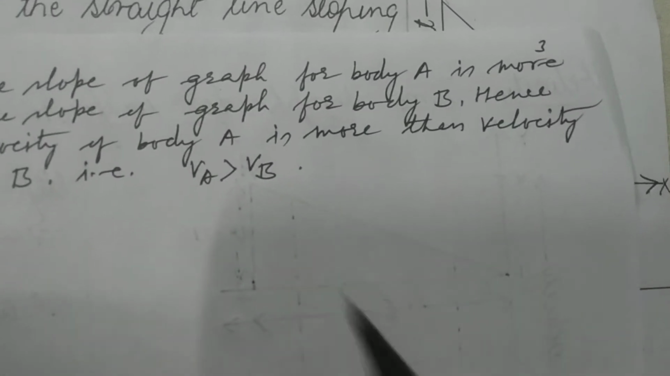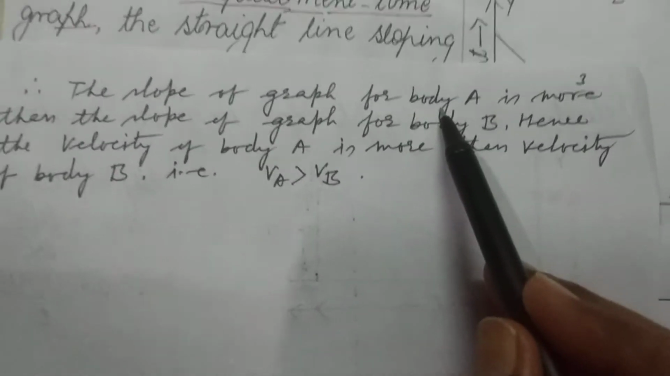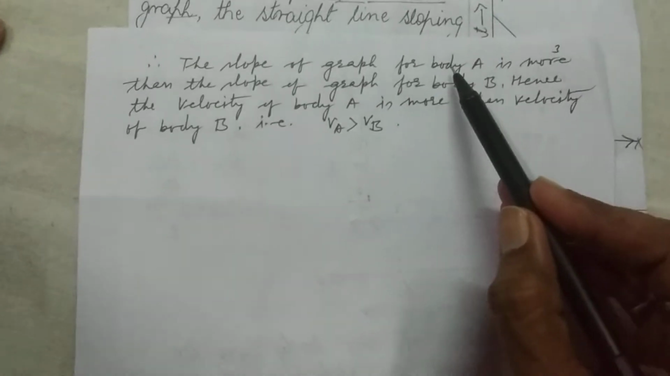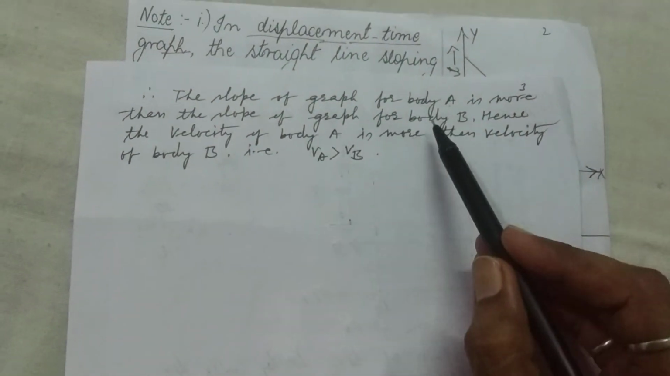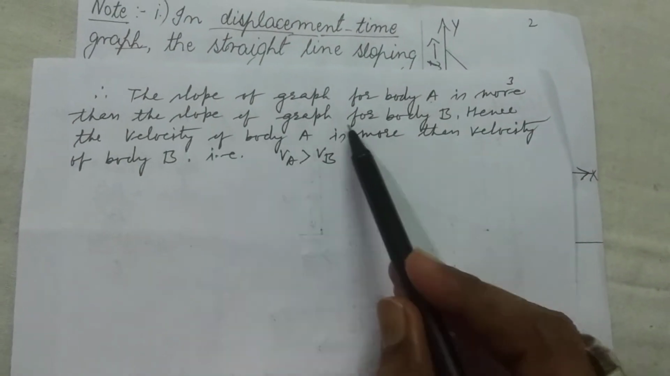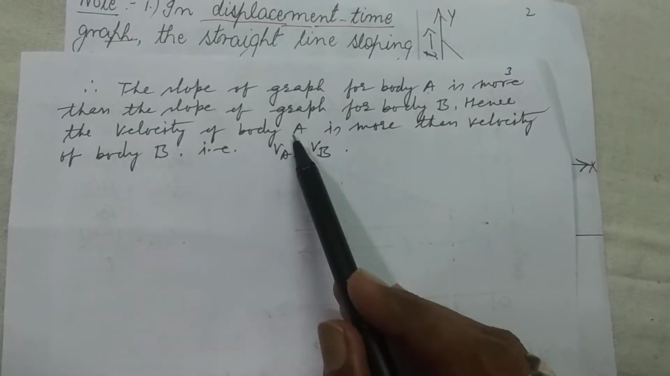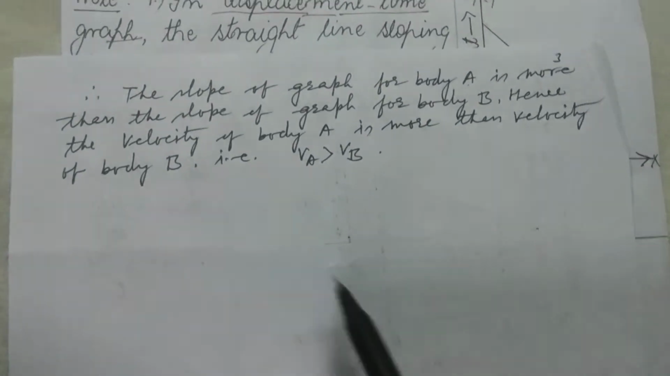So it is correct now. The slope of the graph of body A is more than the slope of the graph for body B. Hence the velocity of body A is more than the velocity of B.